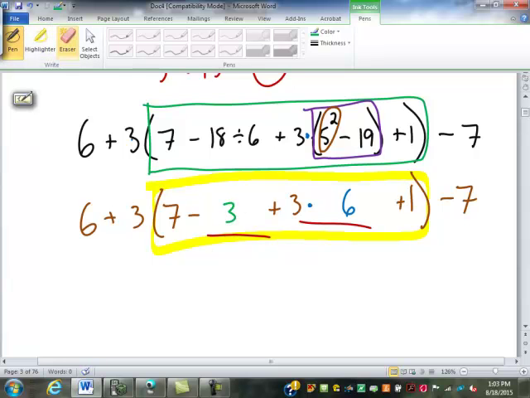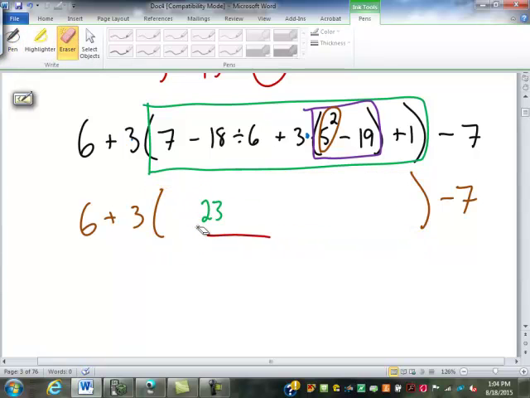What's next? Multiplication. 3 times 6, which is 18. So I'm going to erase that and replace it with an 18. Now what? So we have addition and subtraction still inside the parentheses, or inside the yellow box. What do we do first? Left to right. 7 minus 3, which is 4. And then 4 plus 18, which is 22. And then 22 plus 1, 23.